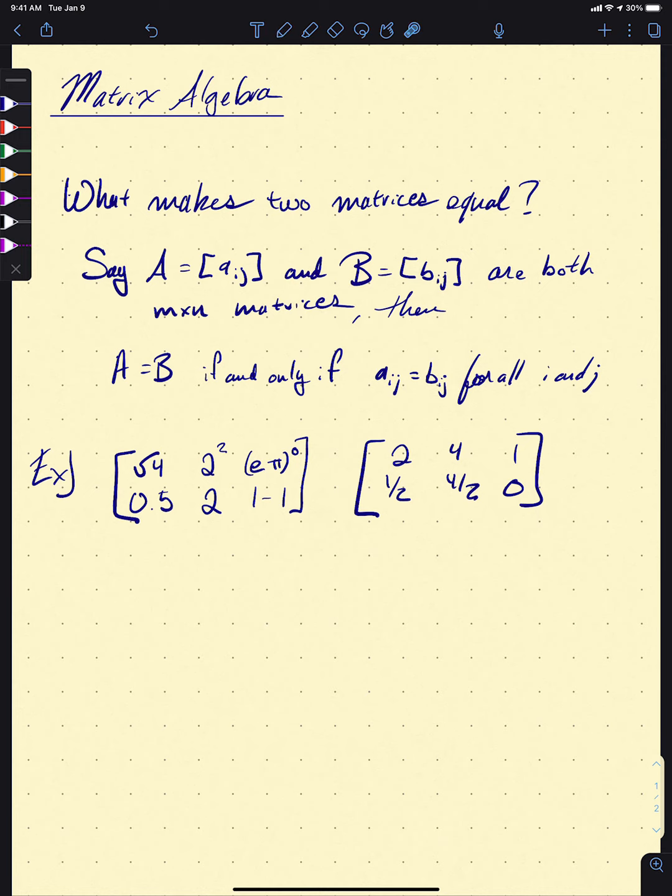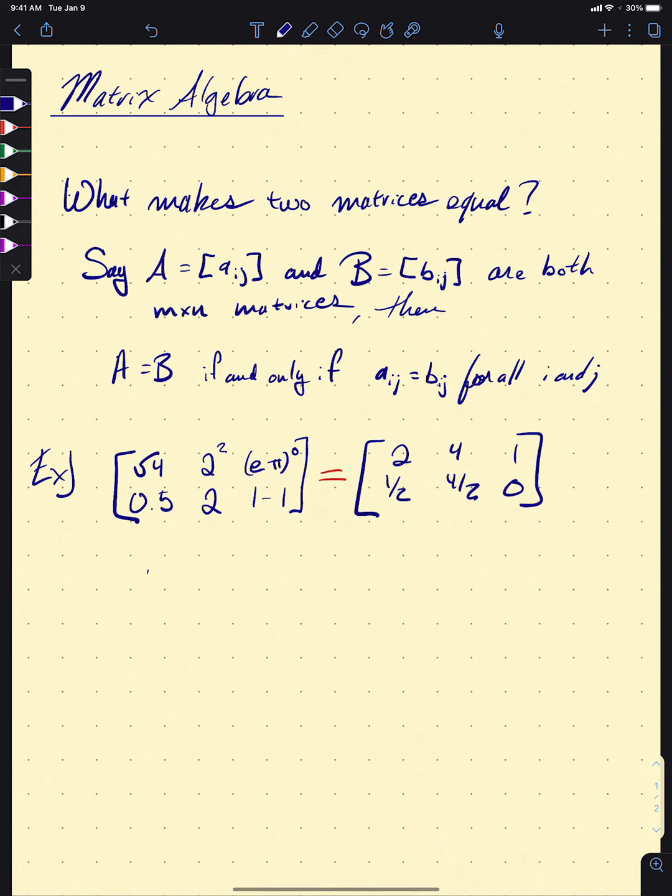Well, they're the same shape. They're both 2 by 3 matrices, which bodes well. And then we just need to go through element by element and inspect all of them. The square root of 4 is equal to 2. 2 squared is indeed equal to 4. e times pi to the 0, well, that's e times 1, because anything to the 0 is 1. 0.5 is 1 half. 2 is 4 halves, and 1 minus 1 is 0. So these matrices are indeed equal.